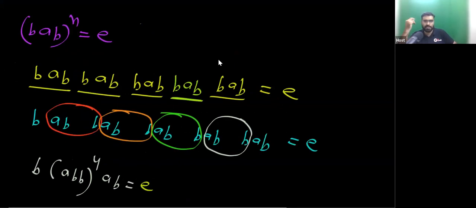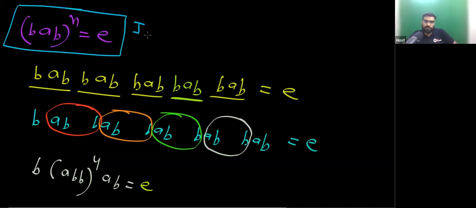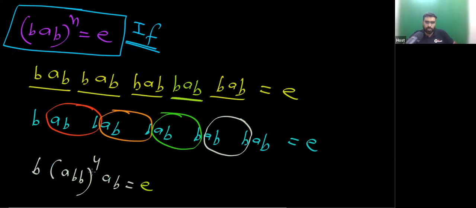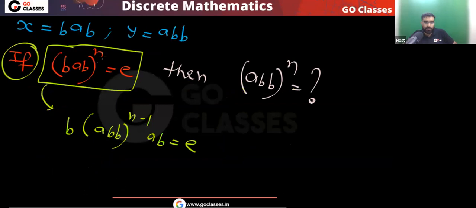Okay, correct? Agree? See, this is simple, right? If this is given to you, if I'm assuming this happens, then you can open it. If you open it 5 times, then basically you are getting ABB 4 times. So if you open this N times, then you will get ABB power N minus 1 time.